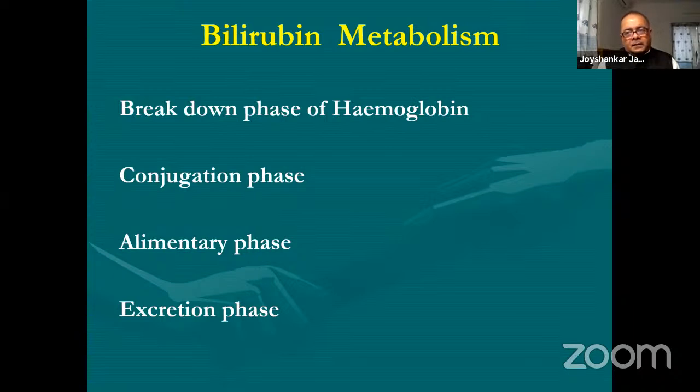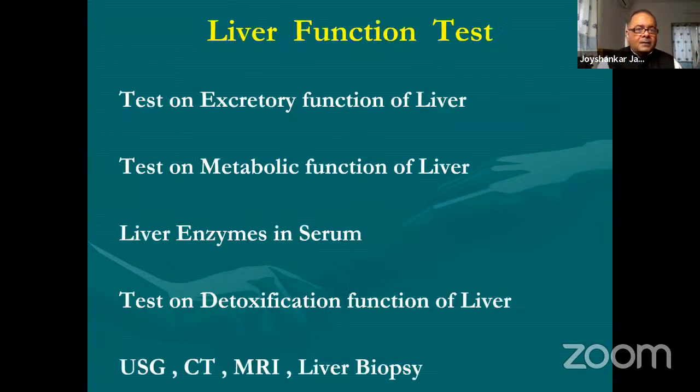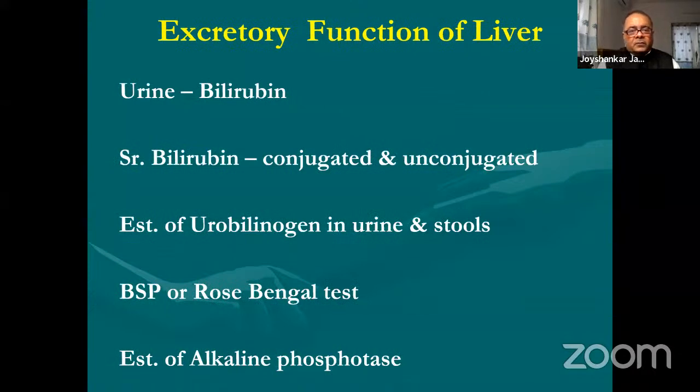So when it comes to the liver function test, always classify it so that you will not miss any of the tests. So how will you classify? The tests for the excretory functions of the liver, tests for the metabolic functions of the liver, then the liver enzymes which come into the serum, tests for the detoxification functions of the liver, and at the end, of course, liver biopsy and imaging like ultrasonography, CT scan, and MRI scan. So let's start with the tests for the excretory functions of the liver. The excretory function test is, of course, the screening test, that is urine bilirubin. As I told you, when the direct bilirubin goes beyond 0.4 milligram percent, you will see bilirubin in the urine.